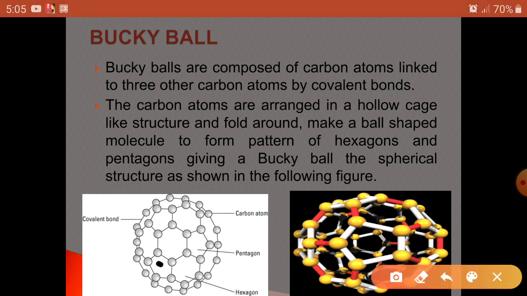You see here the hexagon pattern. Hexagon means a 6-member ring cyclic structure. This is a pentagon. So buckyball is composed of hexagon and pentagon patterns.